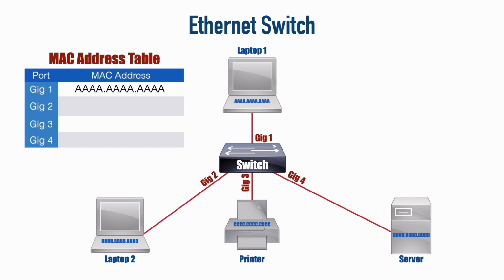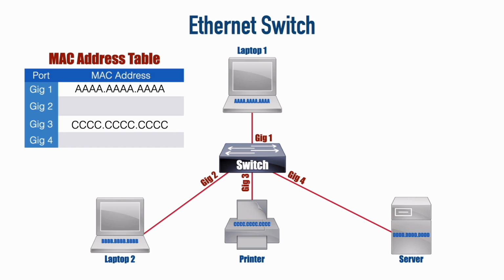And the printer is now going to respond to laptop 1, and when it does, its source MAC address is all C's, and the destination MAC address is the all A's MAC address of laptop 1. When that comes into the switch, it learns something else. It now knows that the all C's MAC address lives off of gigabit 3. In the future, when laptop 1 wants to talk to the printer, the switch is only going to forward traffic destined for the printer out of interface gig 3 because it knows where the all C's MAC address lives.